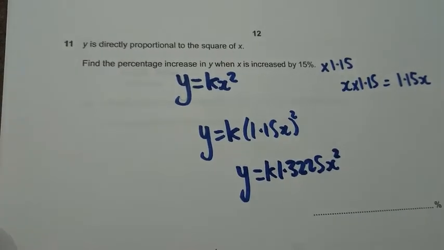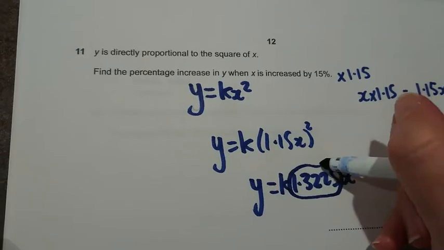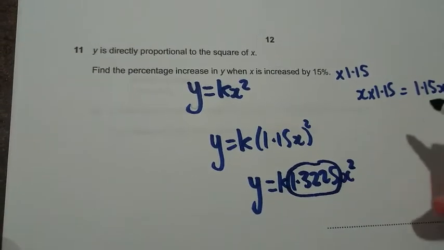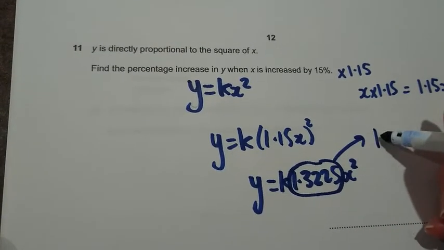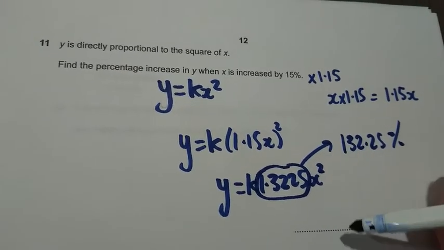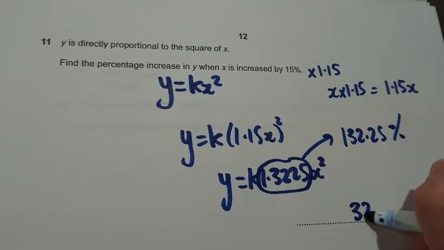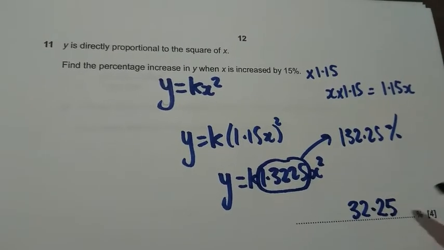And I've still got that k at the beginning times all of that. So how has this affected y? Well, you can see now the multiplier is the 1.3225. So that would mean it's 132.25%. So it's gone from 100% to 132.25%. So it's gone up by 32.25%.